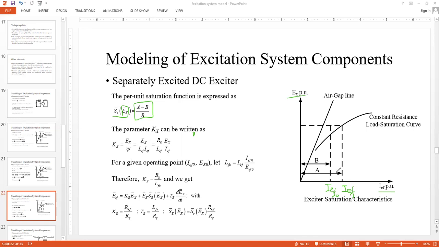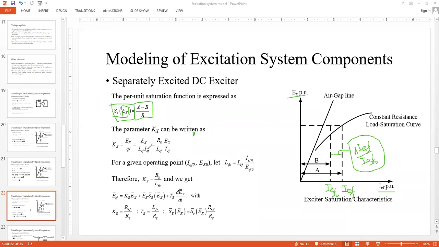This A minus B, so A minus B means what? This is delta IEF. So A minus B would simply give you delta IEF divided by B. What is B? B is your IF0, sorry. This distance is IF0 belonging to this point. So with the help of this, you can represent the saturation function in per unit. The per unit saturation function is represented in this form.